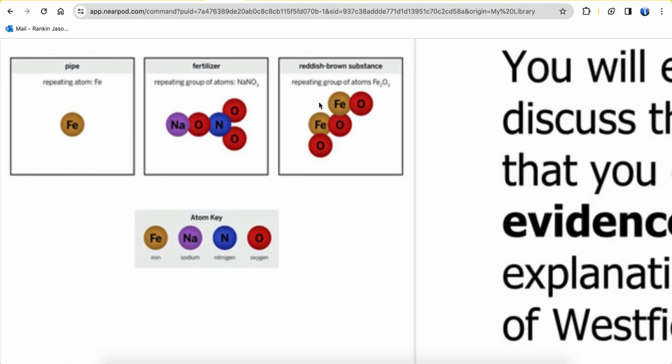And then the reddish brown substance, the repeating group of atoms, is Fe2. We have 2 Fe's and 3 oxygens. 1, 2, 3. Fe2O3.